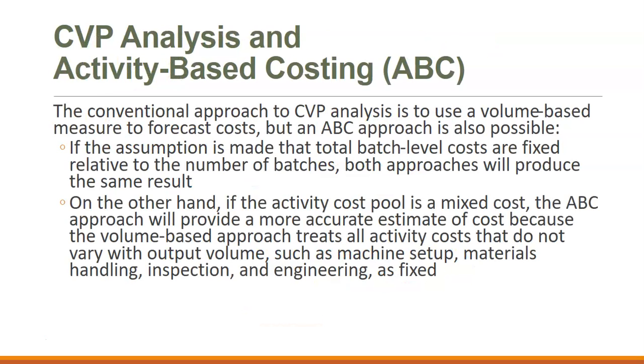We can also use CVP analysis with activity-based costing. If the assumption is made that total batch-level costs are fixed relative to the number of batches, then both approaches are the same, our CVP analysis volume-based versus activity-based. However, if our activity cost pool is a mixed cost, then activity-based costing is going to provide a more accurate estimate of cost because volume-based treats all activity costs that do not vary with output as fixed.